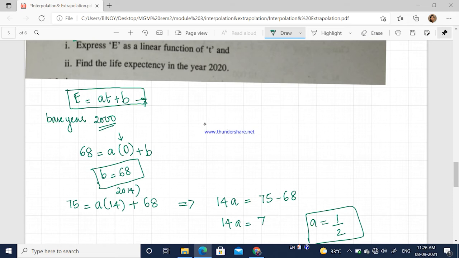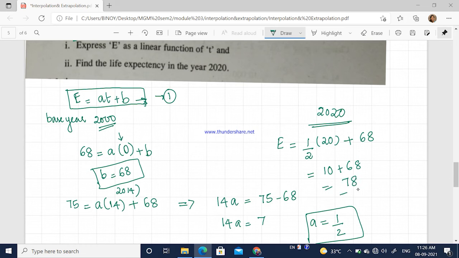Now we have to find the life expectancy in the year 2020. So in the year 2020, you need to substitute the value of A and B into this expression. We are asked to find the E value. So E is equal to, A is given as half and the time is 20, plus B value is 68. So half of 20 is 10, plus 68 is 78. So the life expectancy in the year 2020 is 78 years.